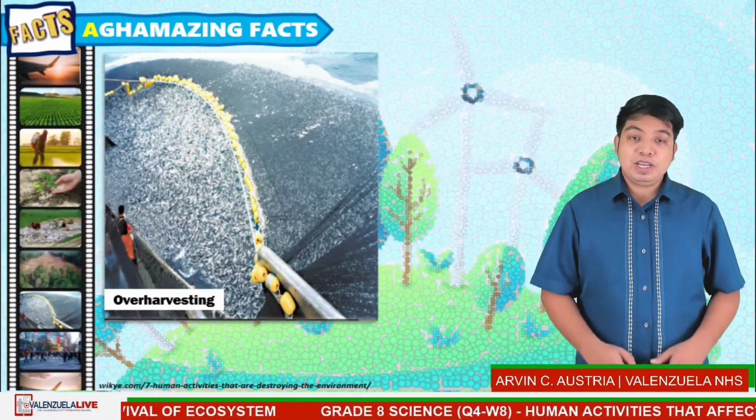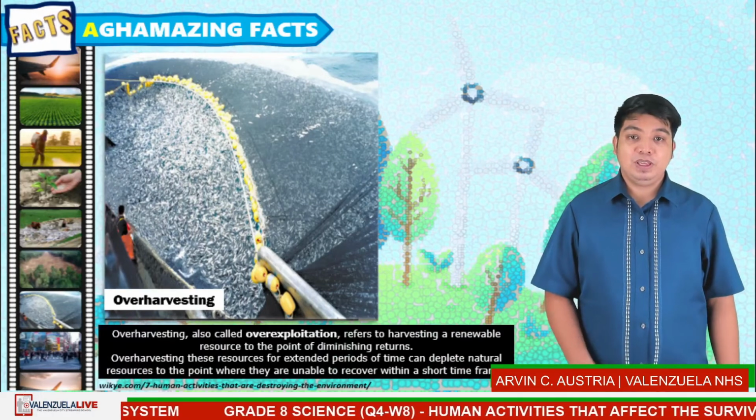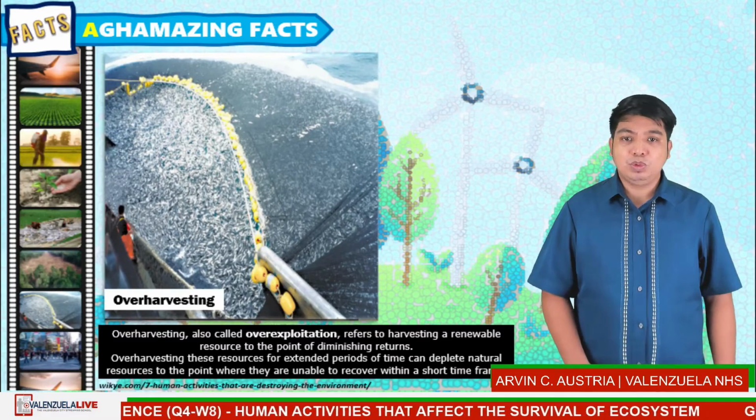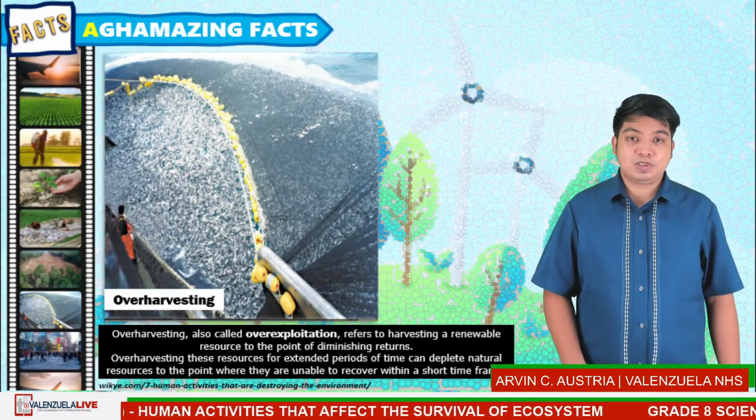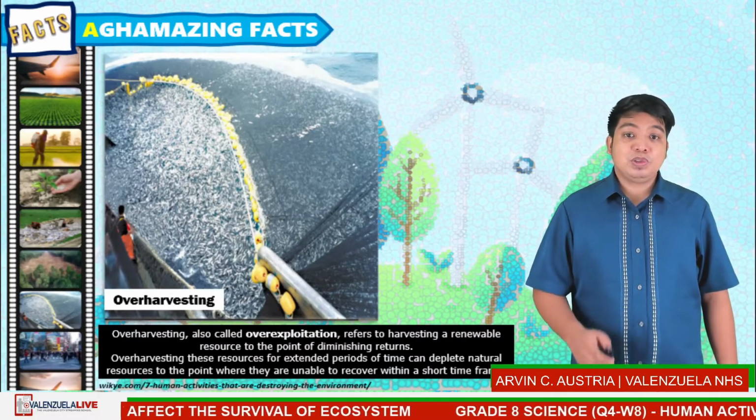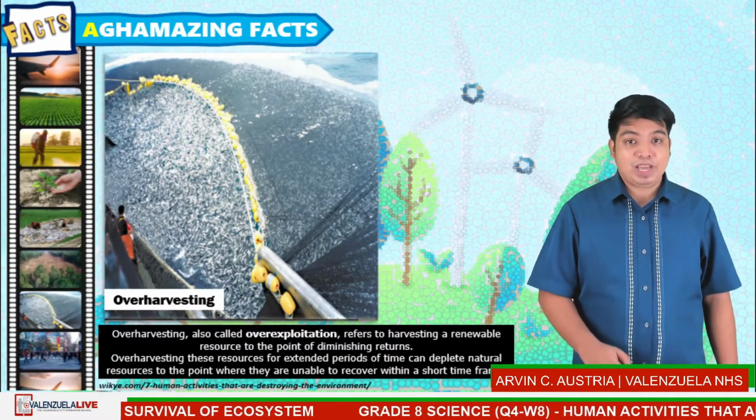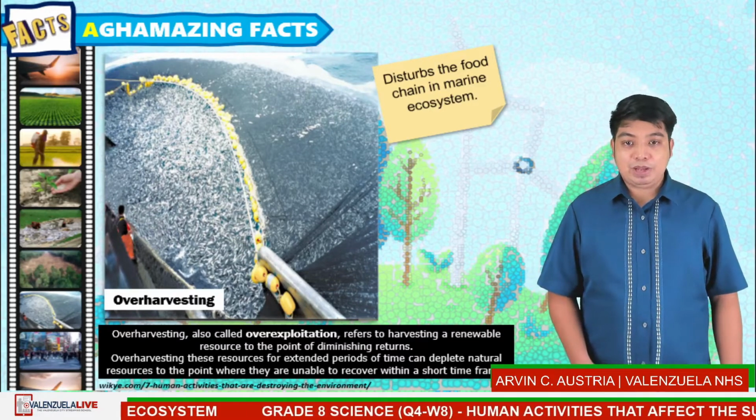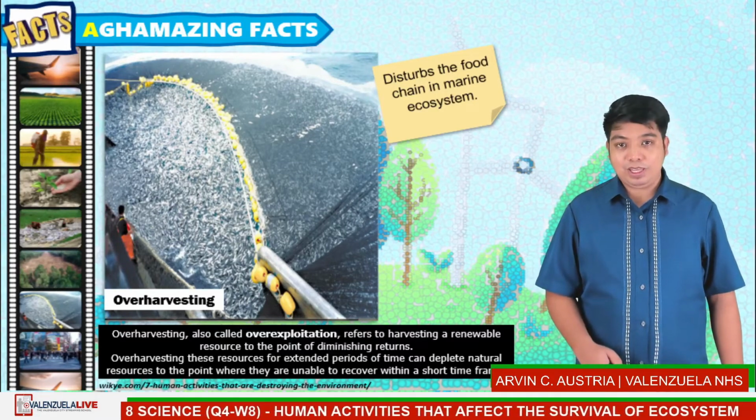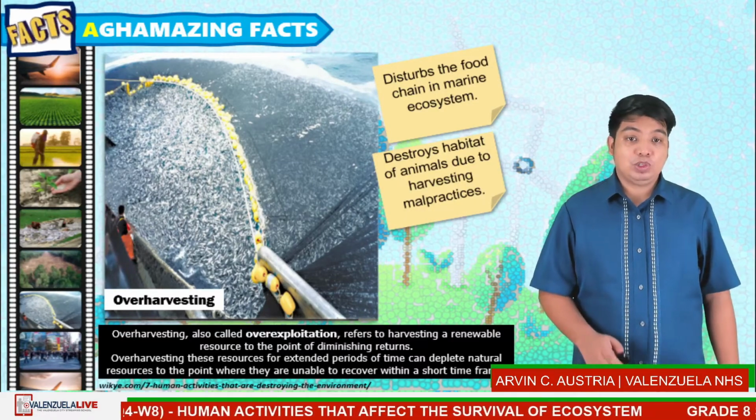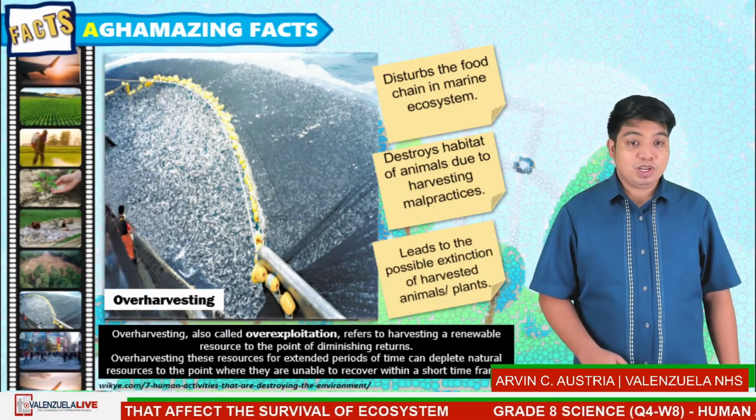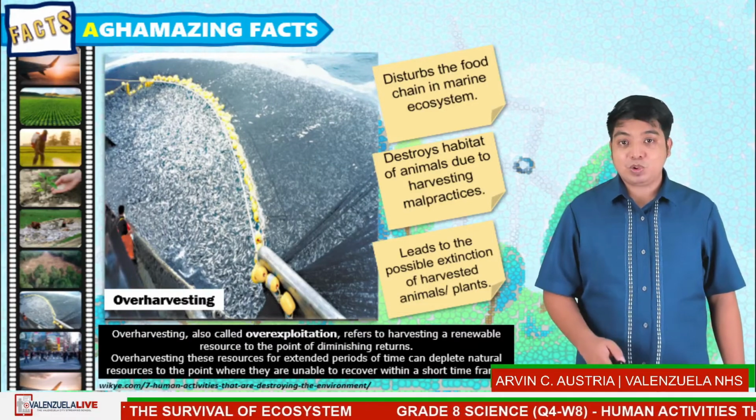The sixth human activity is over-harvesting. It is also called over-exploitation. It simply refers to the harvesting of renewable resources to the point of diminishing returns, meaning the resource could not recover within a short span of time. Its negative impacts are: it disturbs the food chain, either terrestrial or aquatic, destroys the habitat due to harvesting malpractices, and leads to possible extinction of harvested plants or animals.